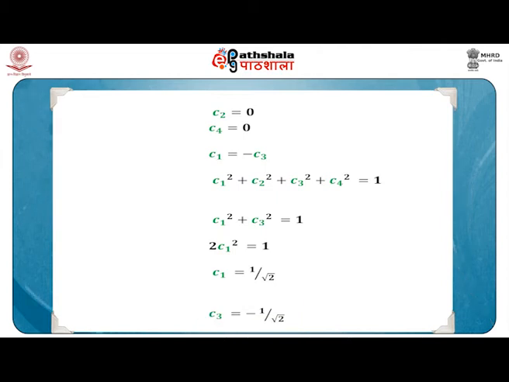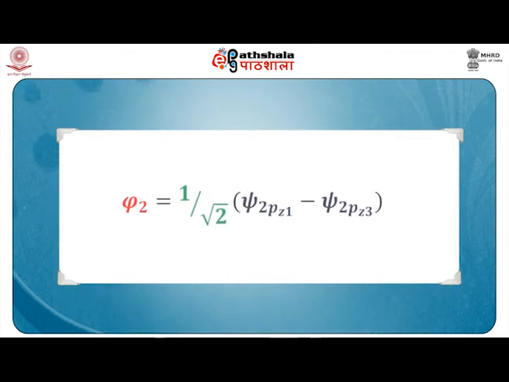And therefore, the wave function or the pi molecular orbital corresponding to lambda equal to 0 is phi2 equals 1 upon root 2, then we have psi 2pz1 minus psi 2pz3.